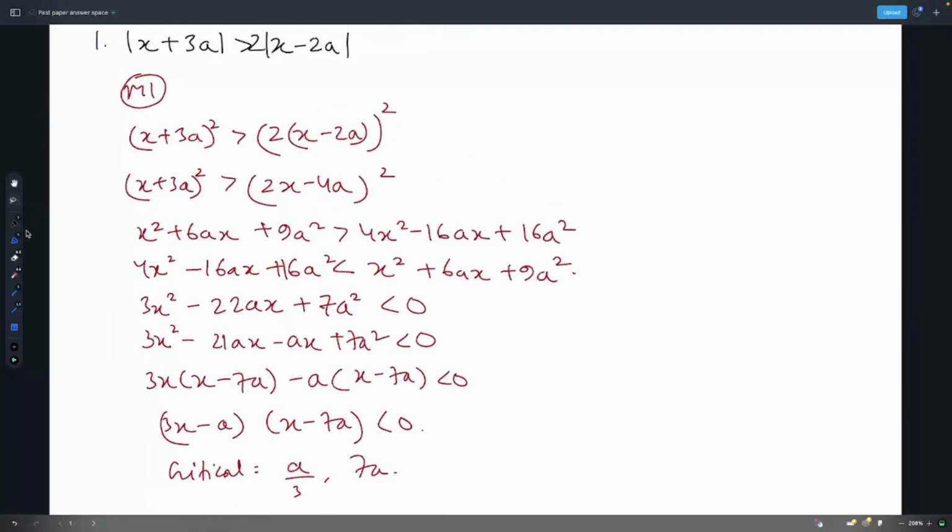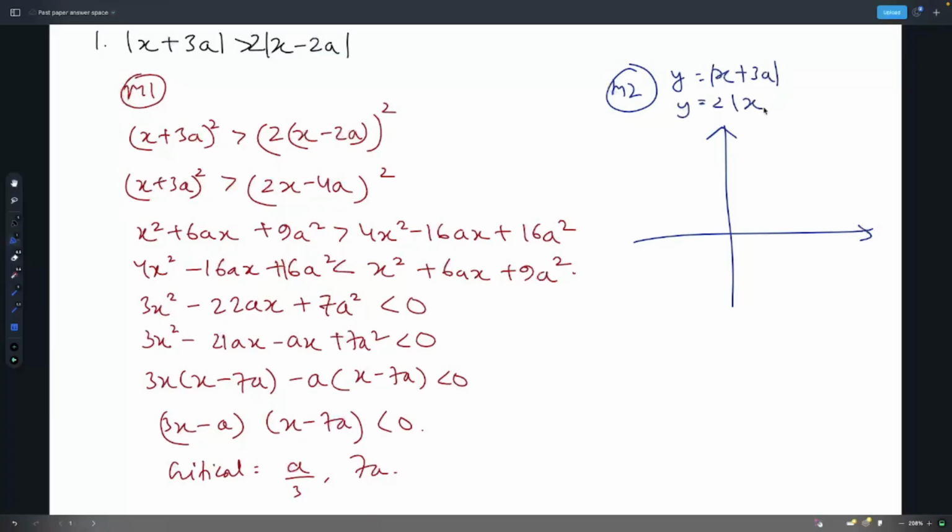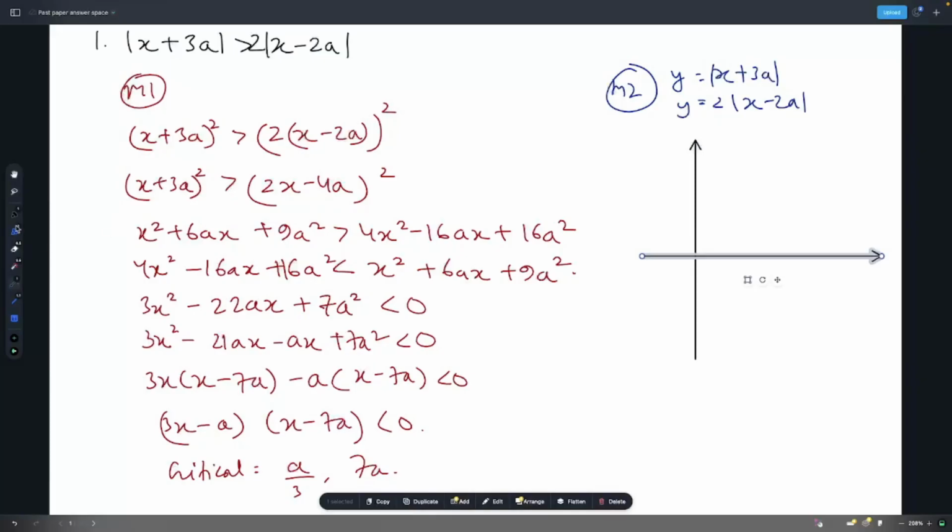But on the other hand, we have method 2, which is a graphical method. So you have to draw a pretty accurate graph. Now 3a is basically y equals x plus 3a, and y equals twice of x minus 2a. So x plus 3a goes like this. 3a is larger than this one, so 3a goes here, y equals x plus 3a.